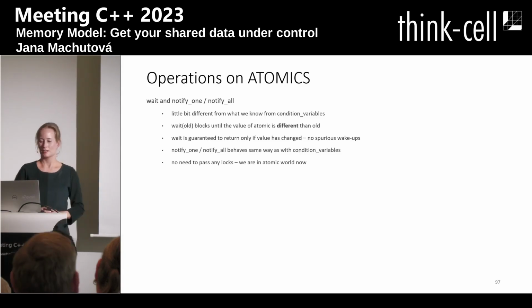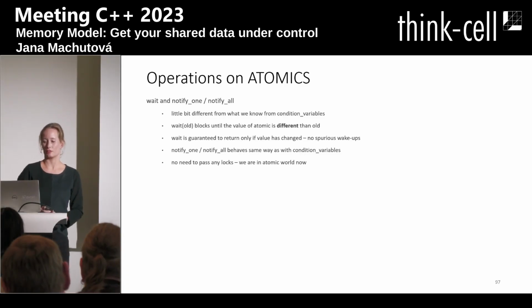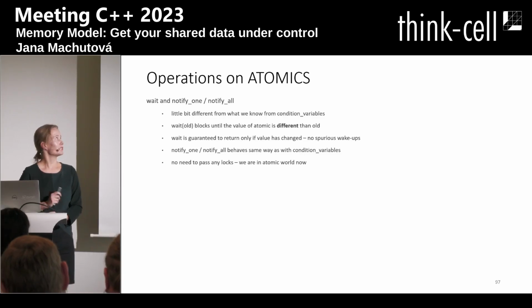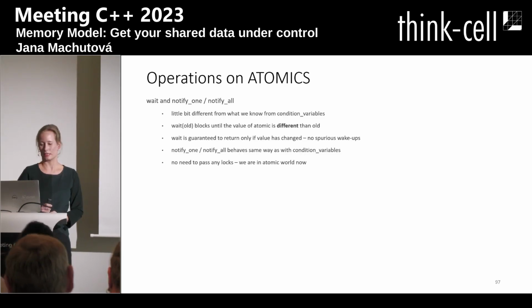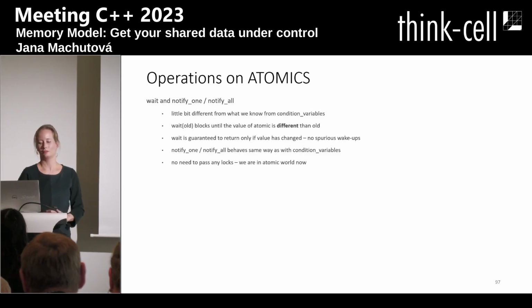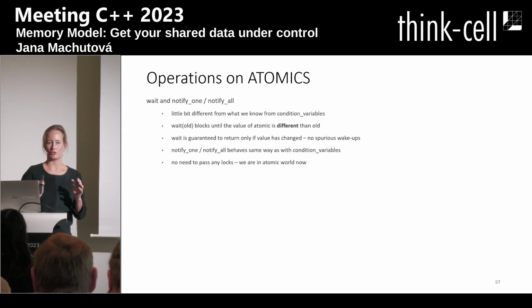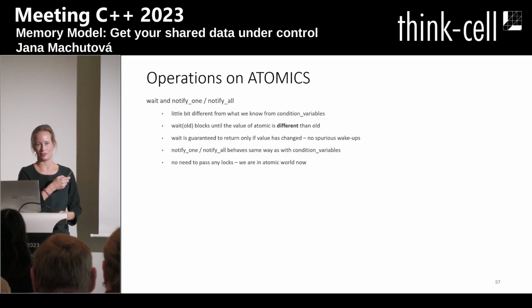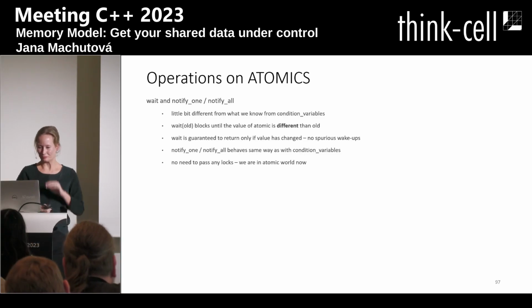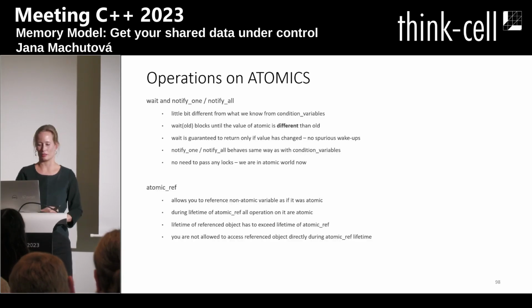So there are a few more. I will just summarize a few more features you can do with atomic. There's also notify one, notify all, and wait. It's similar to condition variable, but there's one significant difference, because wait with parameter old value blocks until the value of atomic is different than the one you provided. It's not waiting until the condition is met. It's actually the other way around. It's waiting until the condition is false. But the notifying works in the same way, and I will show you an example on this one soon.